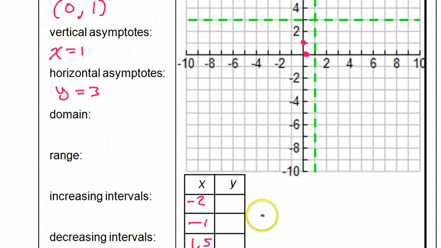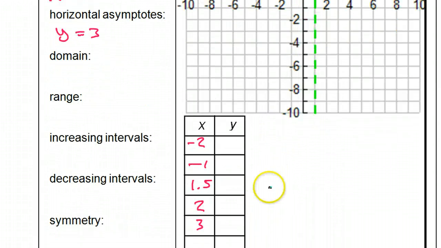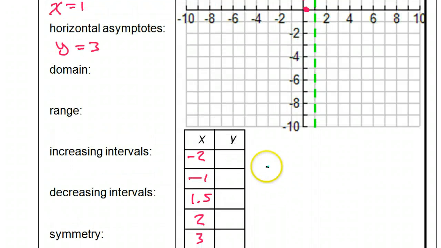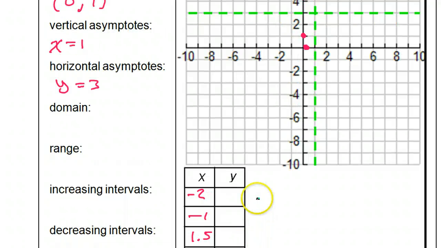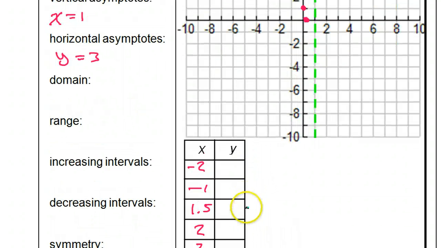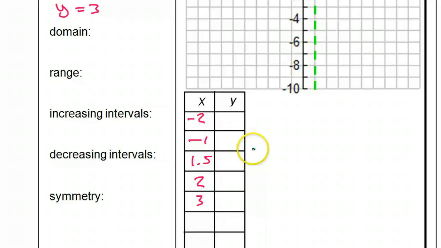Alright, that's a lot of points. Let's graph those so far and see what we have. Now I feel like filling out this chart. So we have 1.5 and 2 and 3. I'm going to add 1 point to each side of this list.